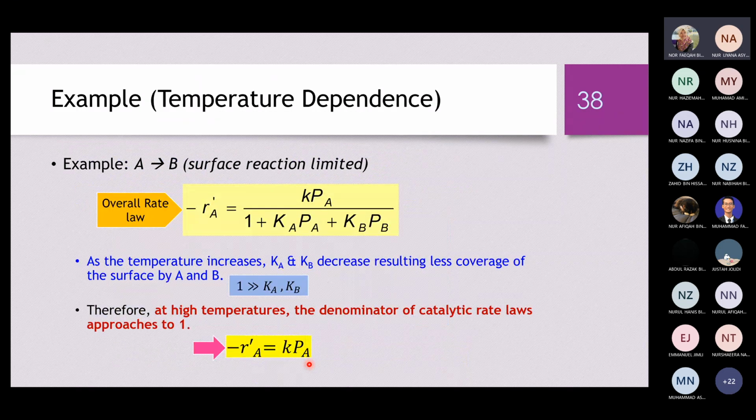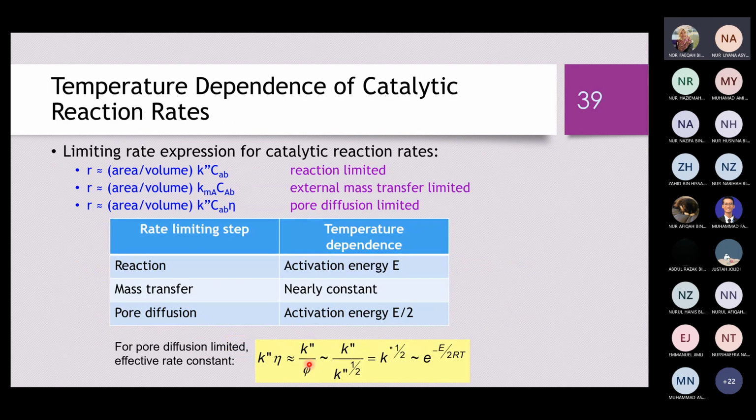So this example is surface reaction limiting. Okay, this is for surface reaction limiting. Now we look at when mass transfer is limiting, when pore diffusion is limiting, what will happen to the activation energy value. Limiting rate expression: first, we look at the limiting rate expression before we relate it with the temperature dependence. When the reaction is limited, meaning this is for surface reaction limited, the rate of catalytic reaction equals this equation.